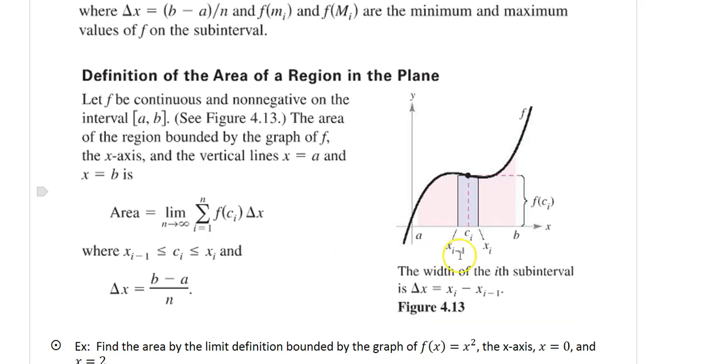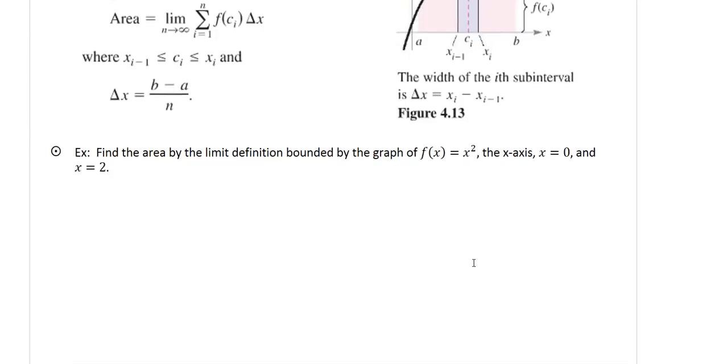So basically this is telling us we can choose our c sub i. It doesn't matter whether it's the highest, the lowest, or just some point in the interval, as long as we pick a point in the ith subinterval. And we can take this limit and actually get the area.